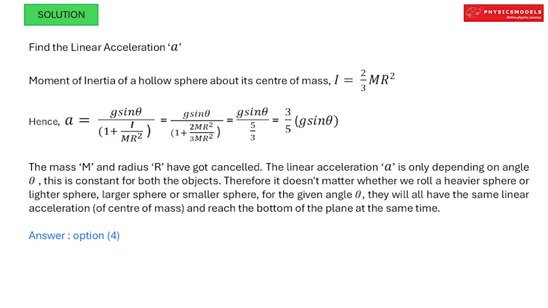Now, a has moment of inertia I in the denominator, and I is known for different shapes. And for hollow spheres, it's 2 by 3 mr squared. The mr squared terms cancel, and we get a is equal to 3 by 5 g sine theta. That is, a is only a function of the angle theta of the inclined plane. So whatever kind of hollow spheres we roll down, they will all reach the bottom at the same time. Therefore, the correct option is option 4.